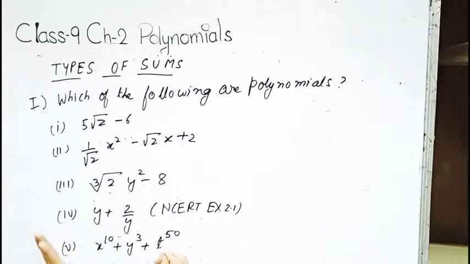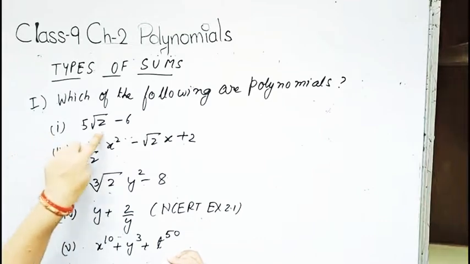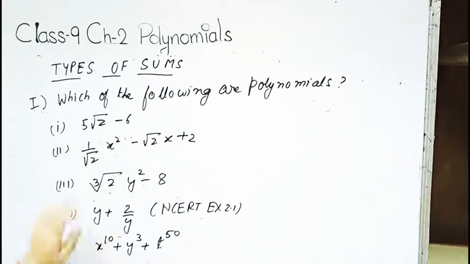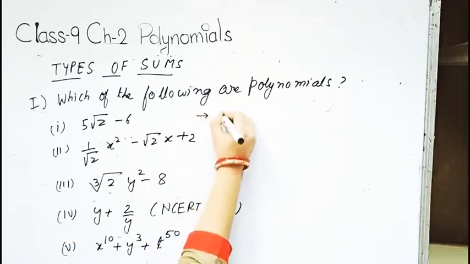Now, to determine whether an algebraic expression is a polynomial or not, what we simply find is that the power of the variable should be a whole number. Simply, the power of the variable should be a whole number. Now let us go to number 1, 5 root z minus 6. Clearly the variable is z and the power of this variable z is 1 by 2, which is not a whole number. Therefore, it is not a polynomial.